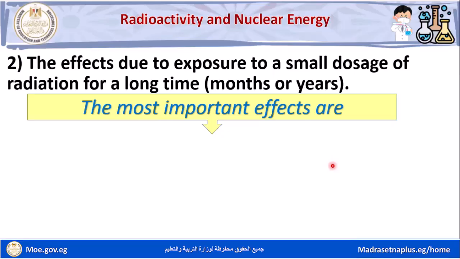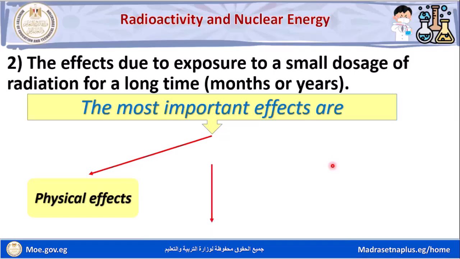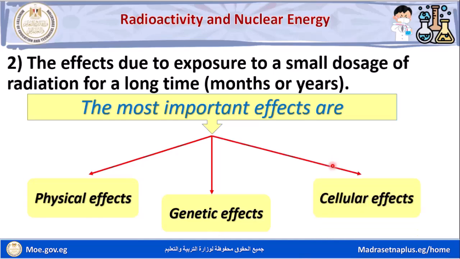Number two, the effects due to exposure to a small dosage of radiation for a long time, months or years. The most important effects are, number one, physical effects. Number two, genetic effects. Number three, cellular effects.